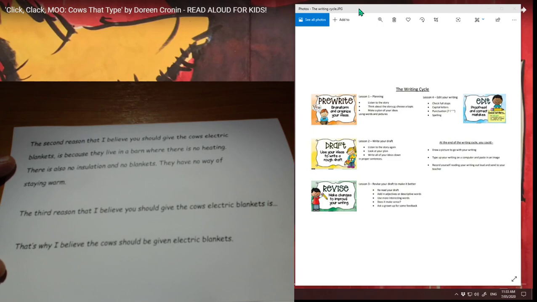I haven't done a third reason because, as I suggested at the start, I'd like you to come up with your own reason. And of course, at the end, you restate your opinion. That's why I believe cows should be given electric blankets.